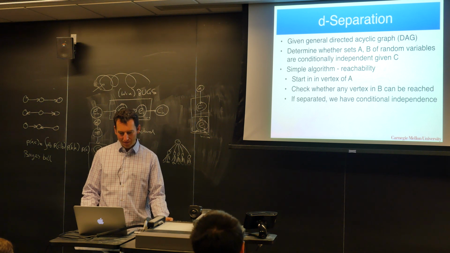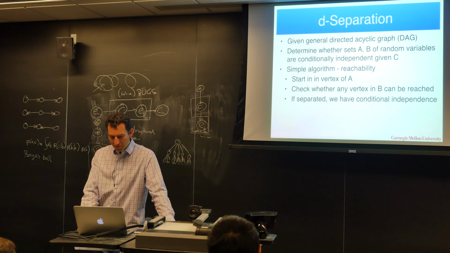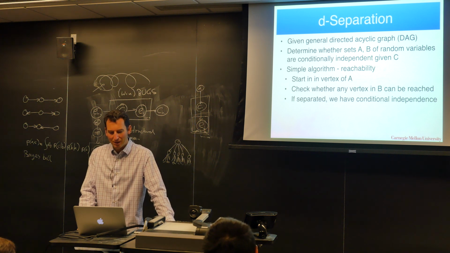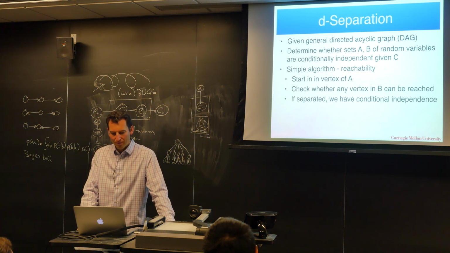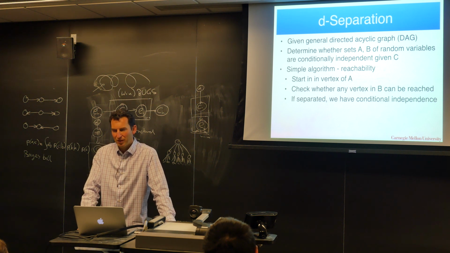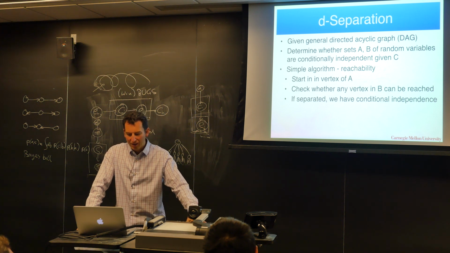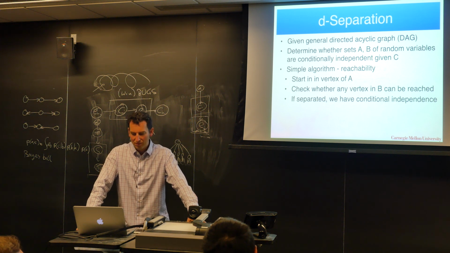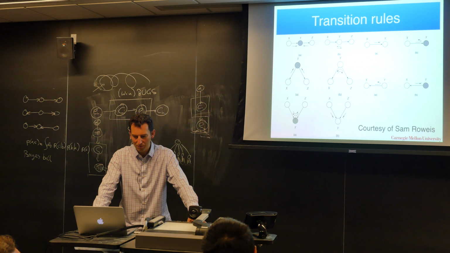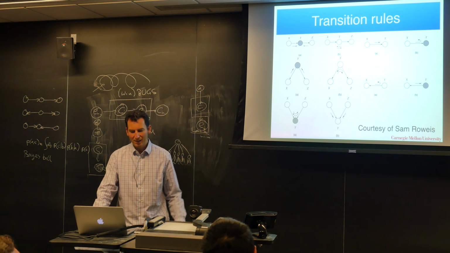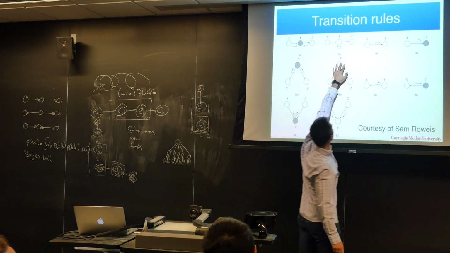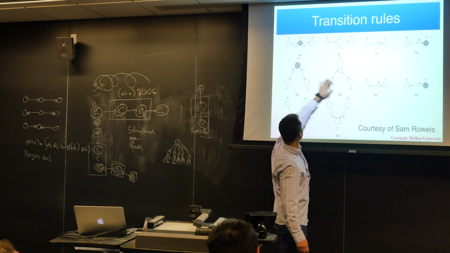So basically, let's say I have sets A and B of random variables, and I want to find out whether they're conditionally independent given C. So basically, I start with a vertex in A, and then I have to do that for each and every vertex in A. And I want to find out whether I can reach B while C is observed. And here are the transition rules that I need for this reachability argument. These are exactly the rules that we went through before, right? Chains, common parent, common child.